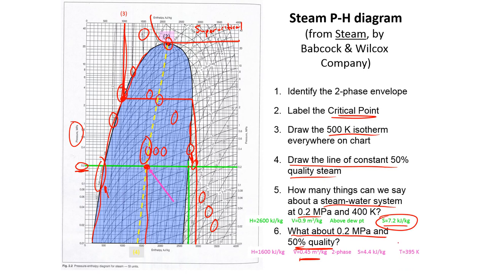And then we can also say the temperature is 395. There's 400, there's 350. Right over here is going to be 395 Kelvin.